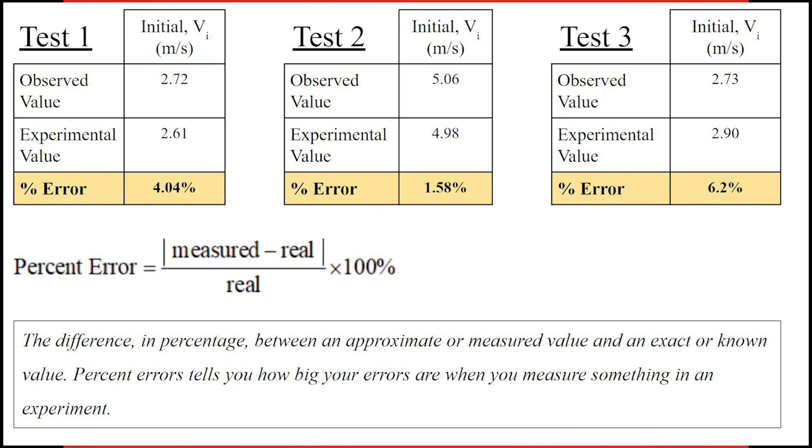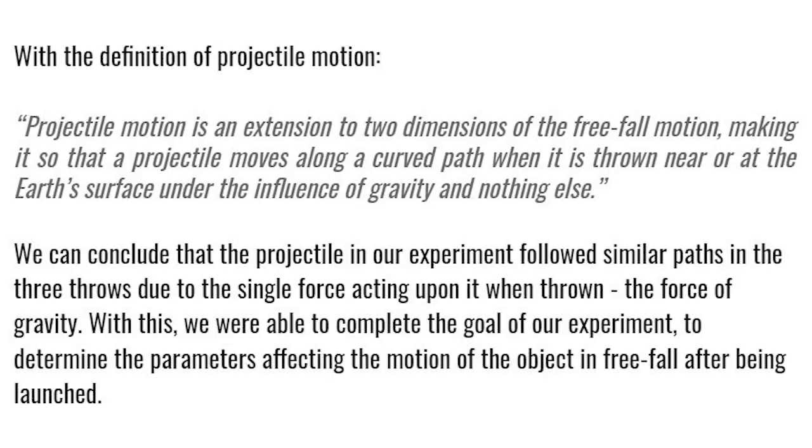This is due to the single force acting on a projectile, gravity. This leaves us with our final statement. With the definition of projectile motion, we can conclude that the projectile in our experiment followed similar paths due to the single force acting upon it when thrown, the force of gravity. With this, we were able to complete the goal of our experiment, to determine the parameters affecting the motion of the object in freefall after being launched.